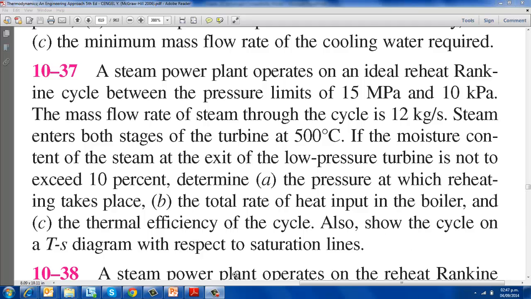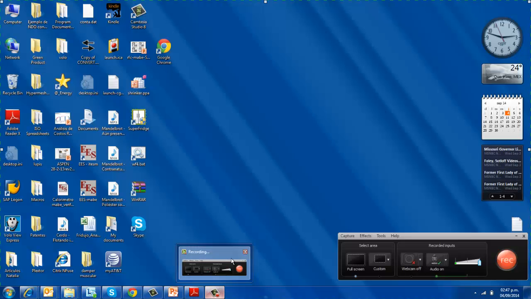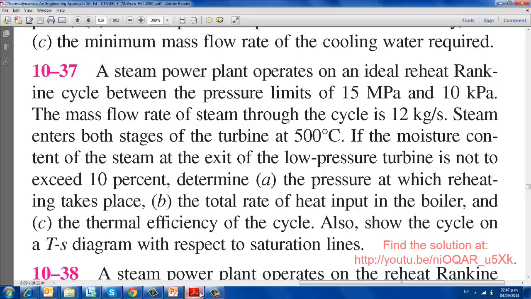Okay, guys, this is a follow-up of the problem that we just finished. Just to remind you, we have a steam power plant that operates on an ideal reheat Rankine cycle. We have low pressure and high pressure limits. We know that it's 12 kilograms per second, and we have a superheated temperature of 500 degrees.